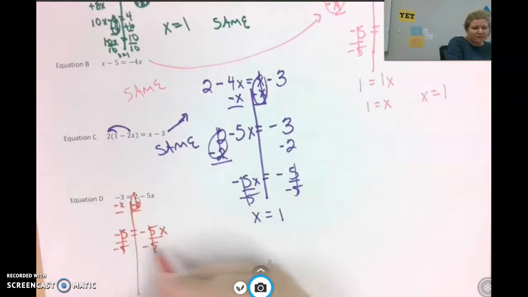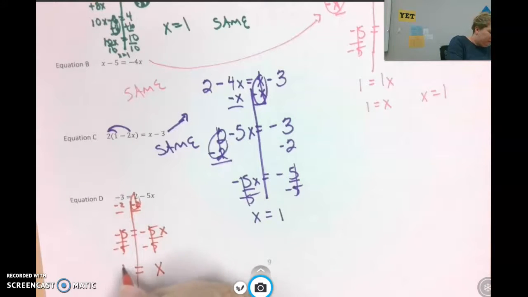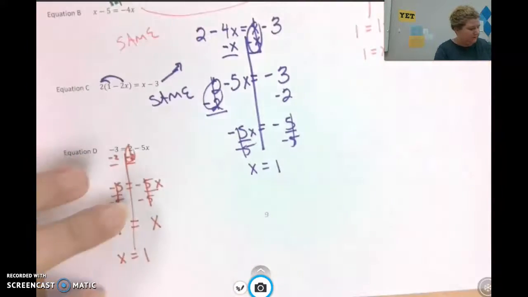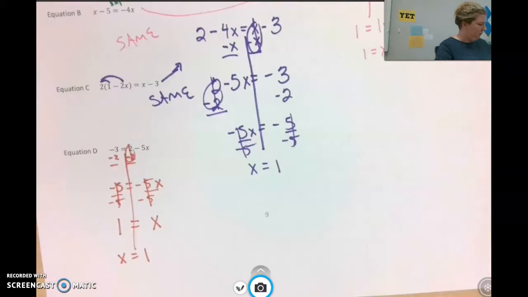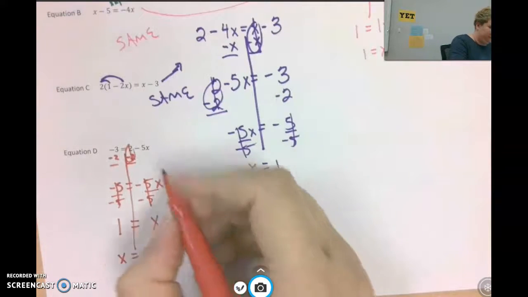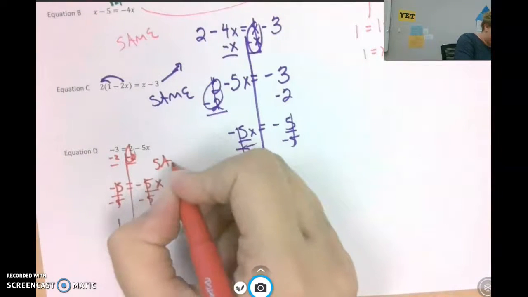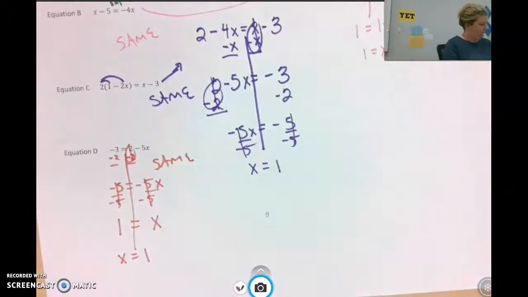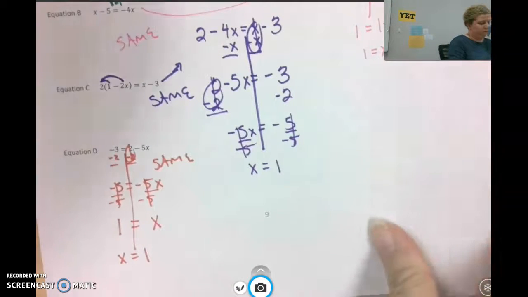1, 1. I'm not just marking that out. That's a 1. All right. So 1 equals x, or x equals 1 if you prefer. Same thing. All right. Oh, this is the same as all of the others, which was interesting. All right. We're ready for the next page.